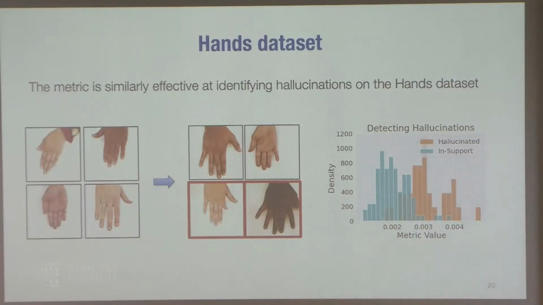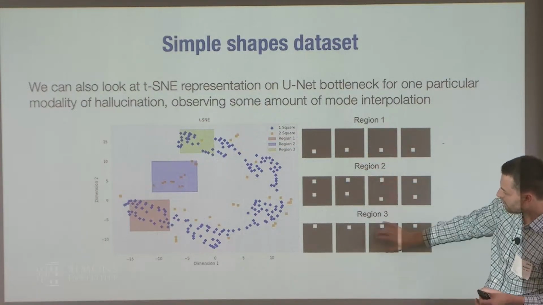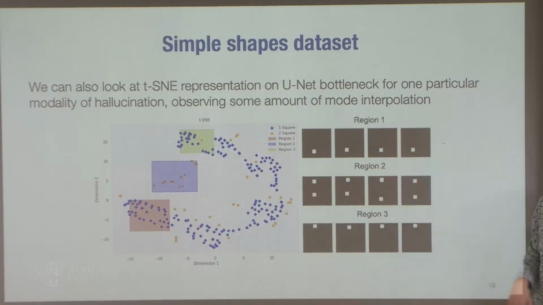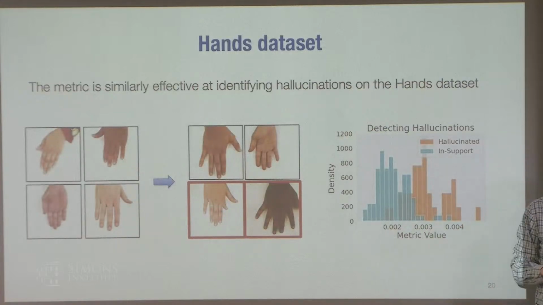Again, for hands with more fingers, you tend to get higher levels of our metric. We couldn't quite find the same pattern in t-SNE. I just think that this is a very nice thing because you can look at only a very narrow region of certain types of hallucinations. We couldn't do that with hands, but I suspect something similar is likely happening in the latent space there too.